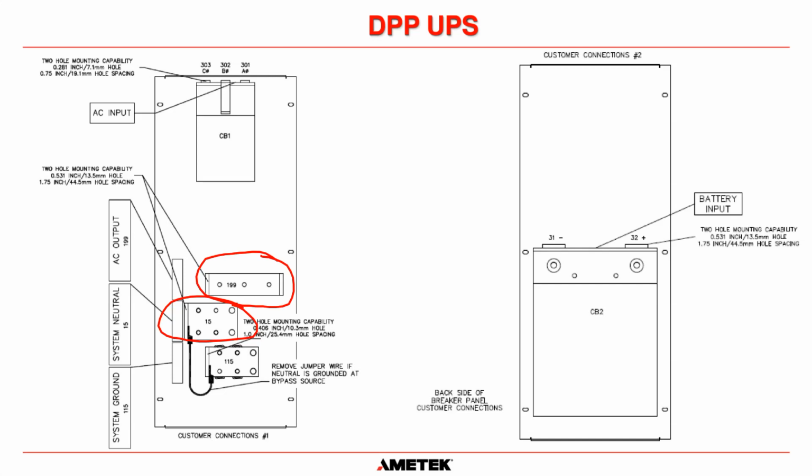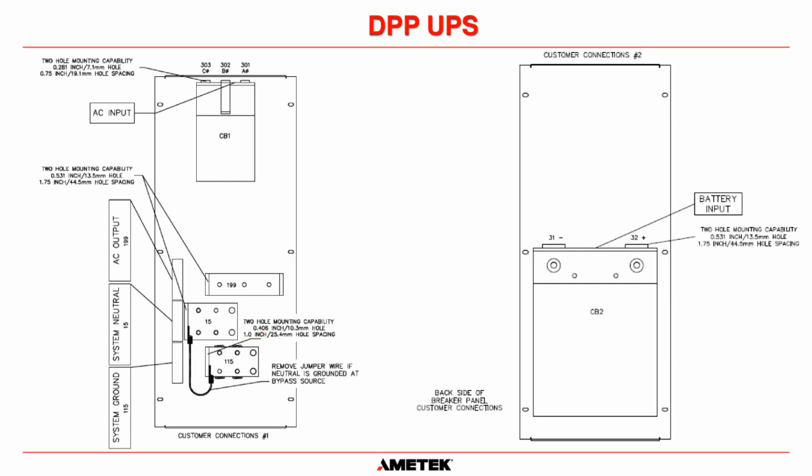Okay. And once again, you can see that for the hot, for the AC output, the hole spacing is 5 inches and the hole size is 0.531 inches. So you can choose your lugs accordingly. And the same for the neutral. Okay. Hole size is 0.406 inches. And once again, 1 inch hole spacing.